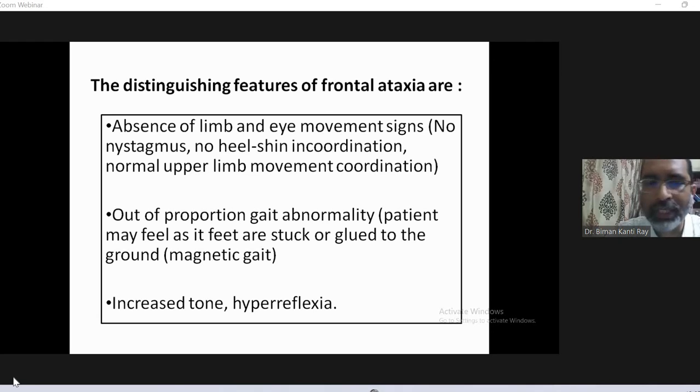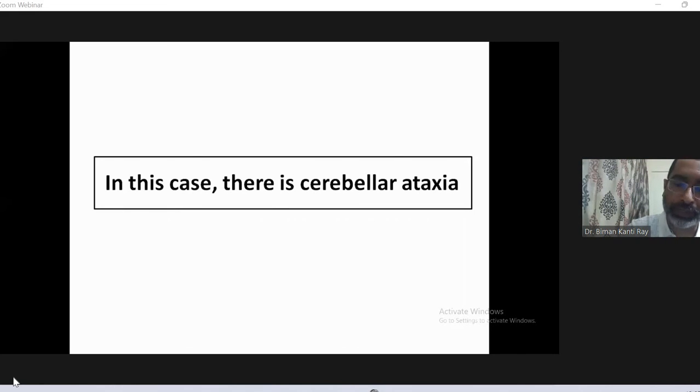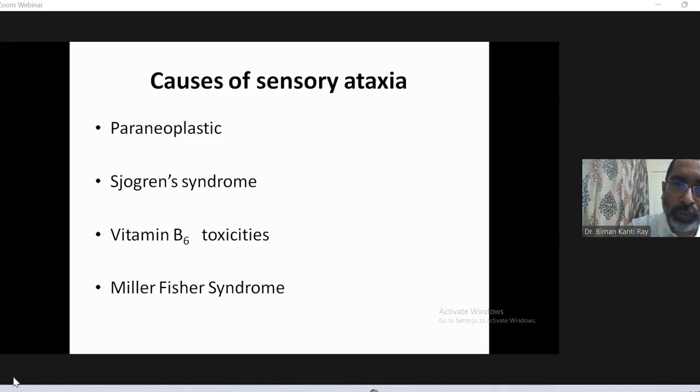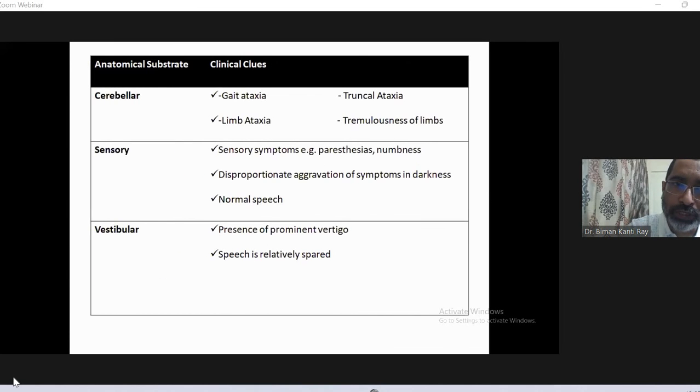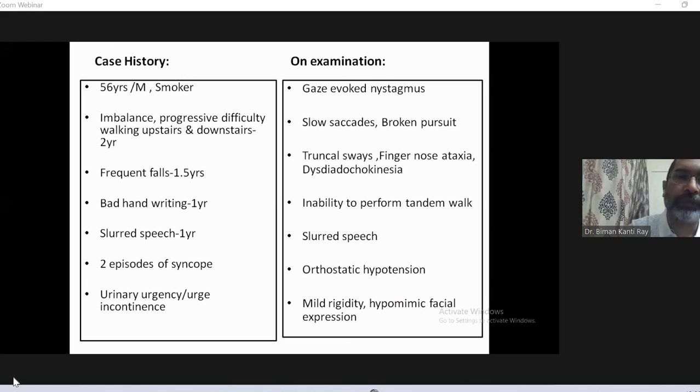And additionally, you can get increased tone and exaggerated deep tendon reflex. So disproportionate gait abnormality, magnetic gait, and exaggerated deep tendon reflex and hypertonia with normal limb and eye movement tells you probably this may be a case of frontal ataxia. Now let's go back to the original case which I have mentioned at the beginning.